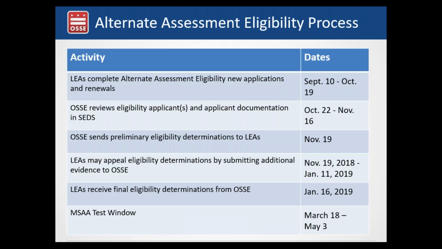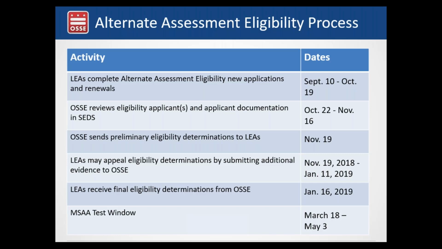We just want to give you another view of the timeline. We shared this in last month's POC, but we want to reiterate that the Quickbase application is now open, and LEAs now have the ability to upload and complete all supporting documentation in SEDS. This will run until October 19th, which is the cutoff deadline. Then OSSE will begin reviewing eligibility applications for those LEAs that have applied. That runs from October 22nd through November 16th.